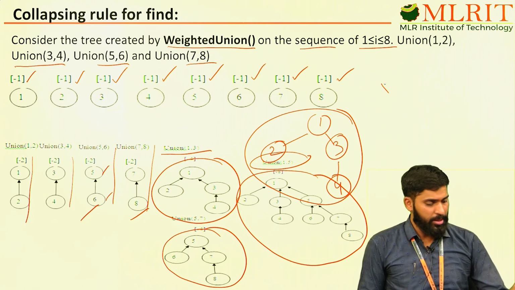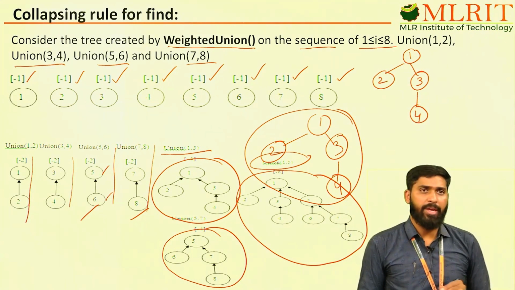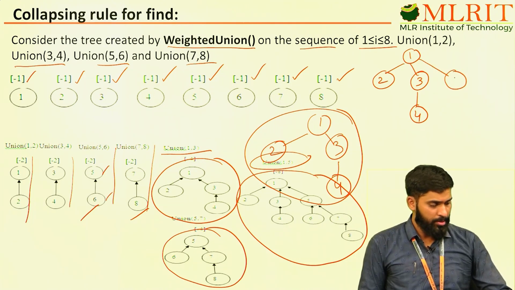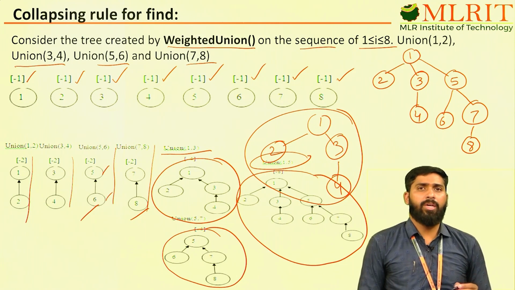The resultant tree is: 1 is the root, with children 2, 3 and 4. So this is S1, represented as 1, and another one is 5, with children 6, 7 and 8. Okay, so this is the final version of union 1 comma 5.